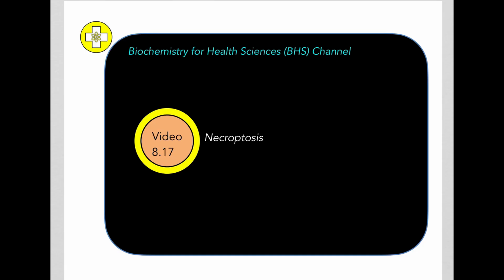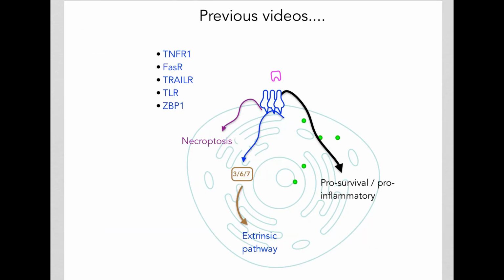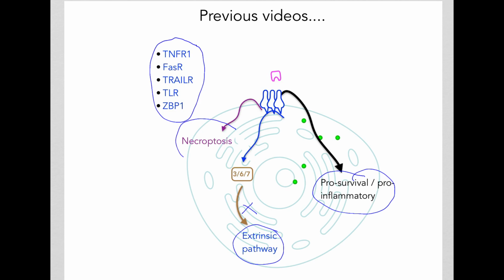In today's video, we shall talk about necroptosis. In the previous videos, we saw how cell signaling through various receptors can either lead to the pro-survival, pro-inflammatory pathway or to extrinsic apoptosis. And if extrinsic apoptosis doesn't happen, then the cell can undergo cell death by necroptosis.